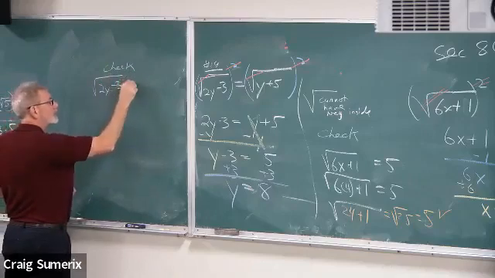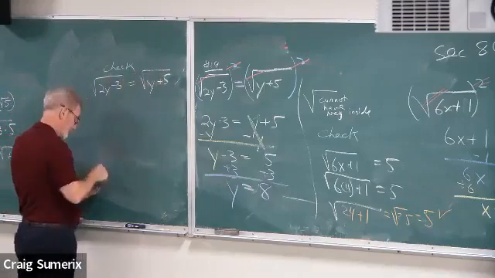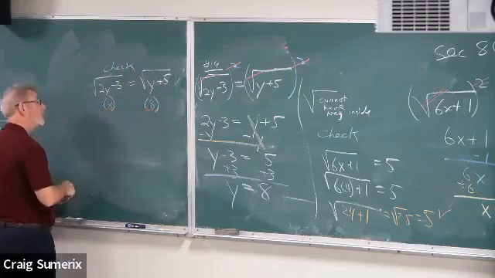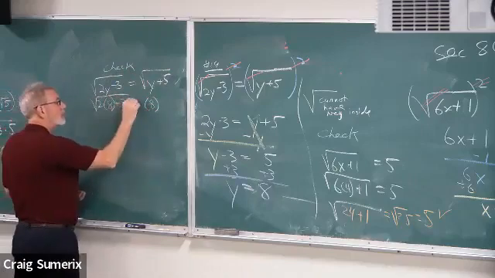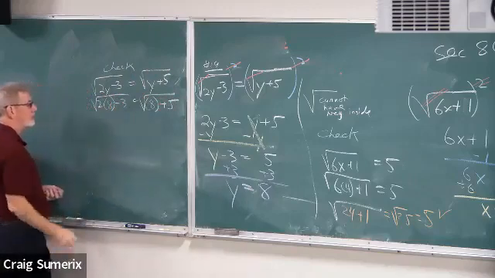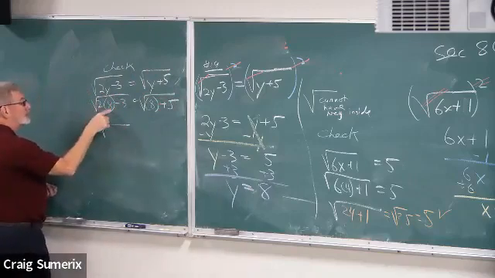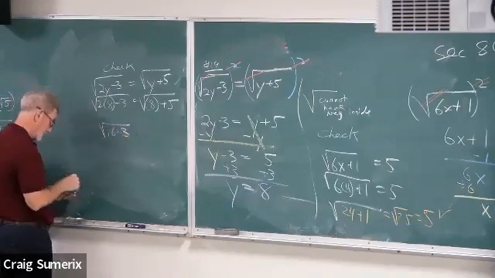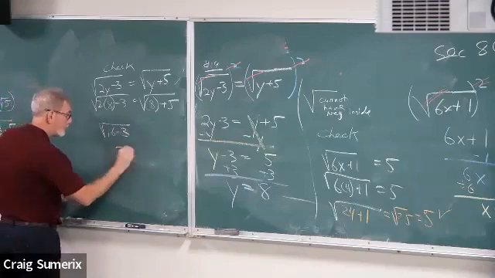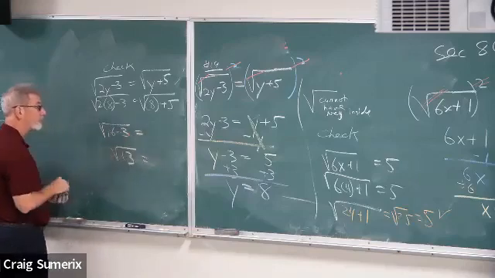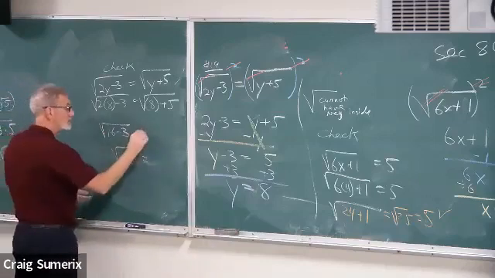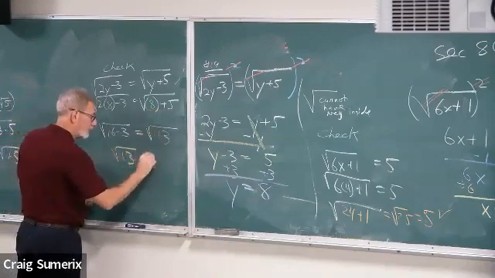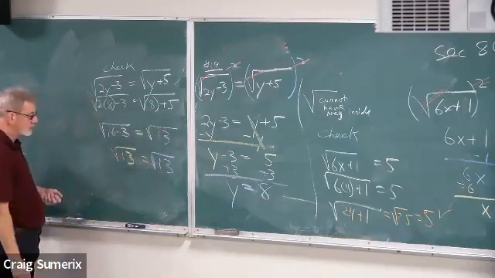2y minus 3. Does that equal y plus 5? Let's see. We're going to put in 8 for y. Two times 8 is 16, minus 3 is the square root of 13 on the left. On the right, 8 and 5 is 13. Square root of 13 on the right. Is that okay?